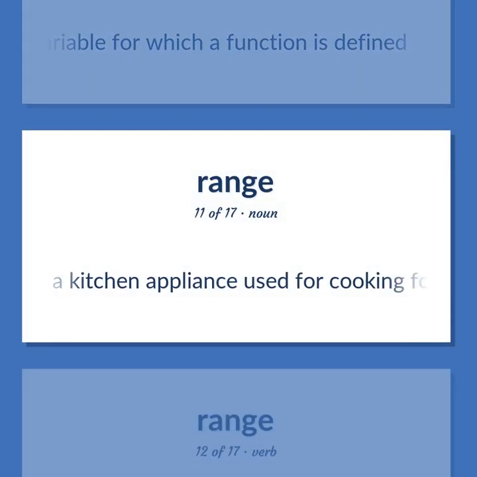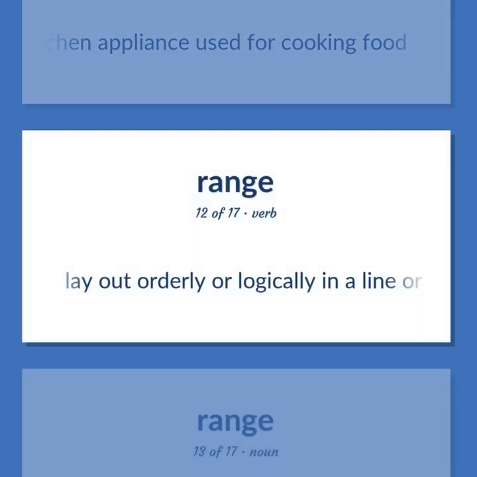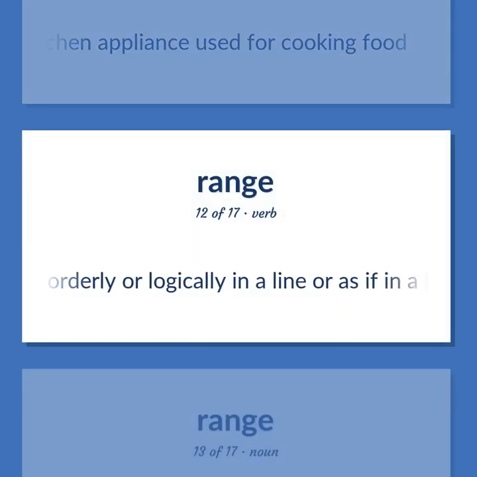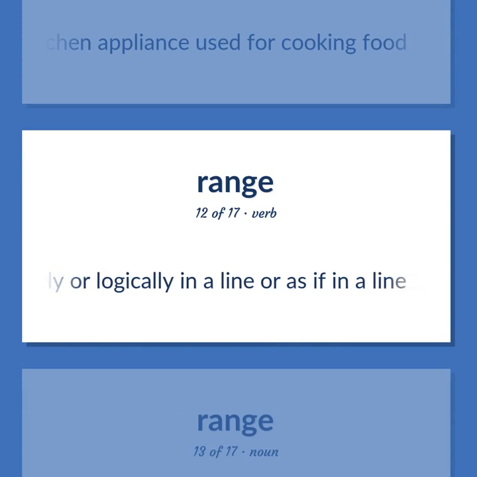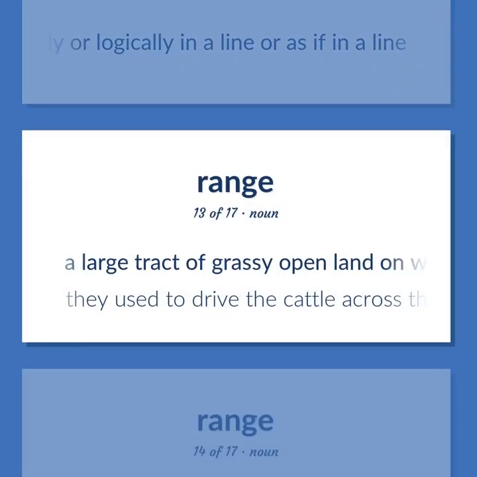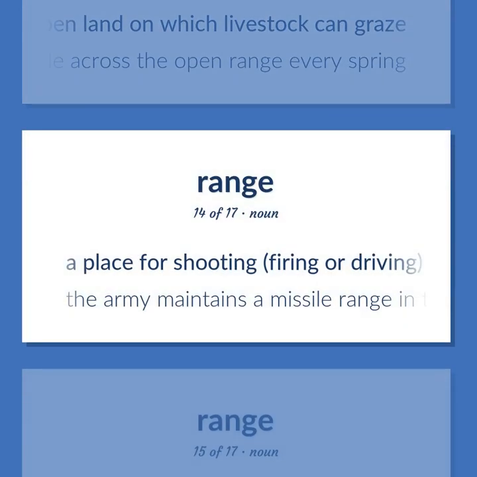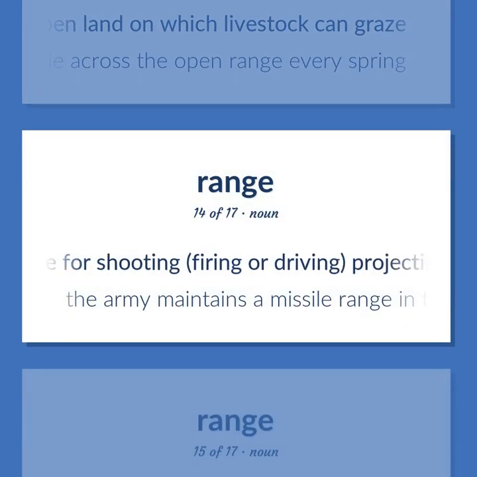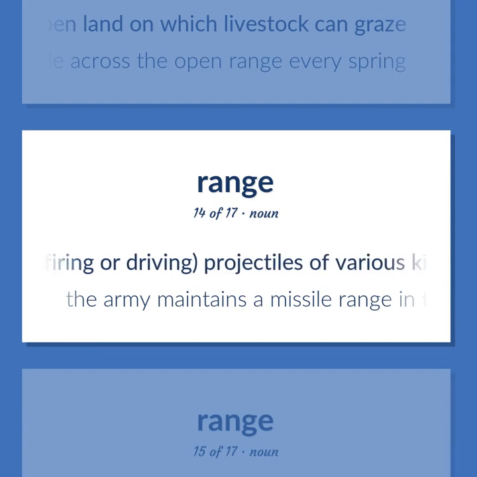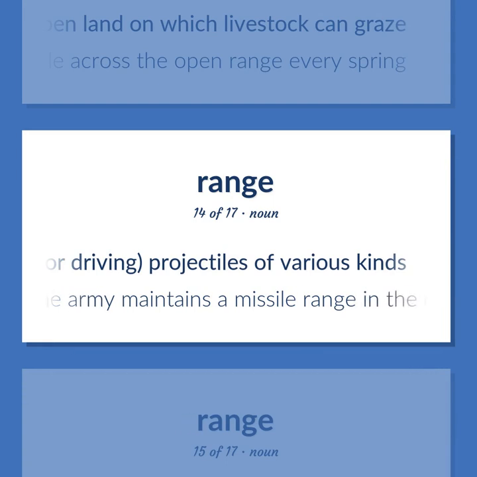A kitchen appliance used for cooking food. Lay out orderly or logically in a line or as if in a line. A large tract of grassy open land on which livestock can graze. They used to drive the cattle across the open range every spring. A place for shooting, firing or driving projectiles of various kinds. The army maintains a missile range in the desert.